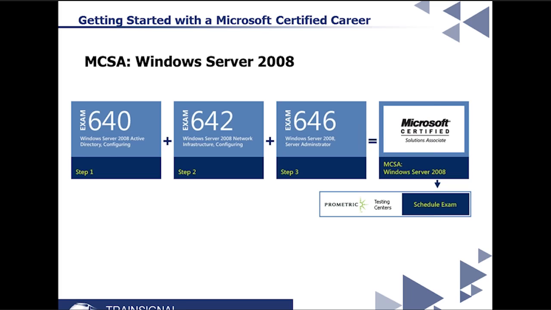Now, if any of you are wondering, you may say to yourself, well, wait a minute, I'm an MCITP Enterprise Administrator, which meant I had to take the 640, and I had to take the 642, but I didn't take the 646. That was not part of that track. That's okay. Microsoft decided to grandfather you in as well. You don't have to go back and take that exam.